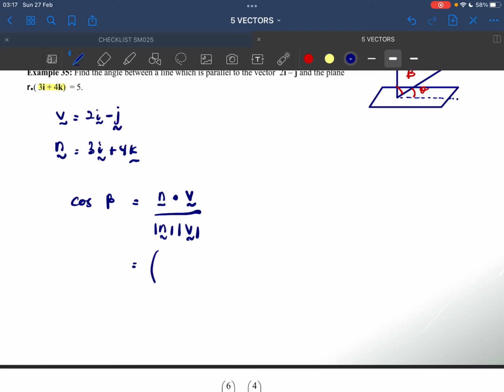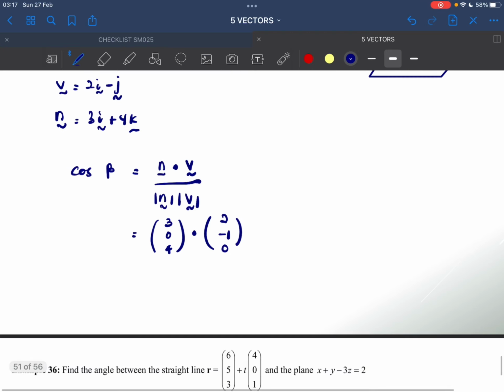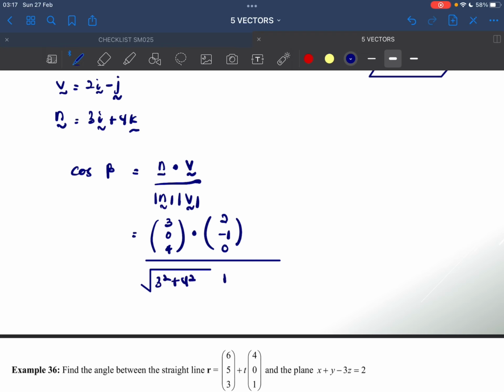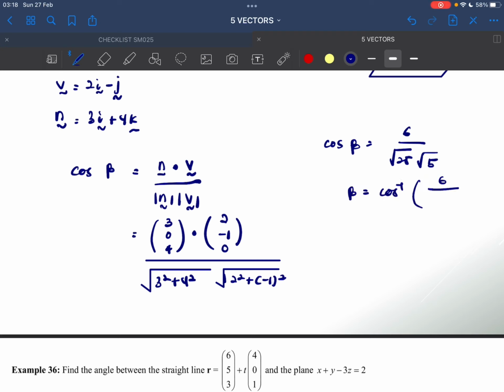Now we just substitute everything. We have the normal as 3i plus 4k, so there is no j, that means 3, 0, 4, dot the vector, we have 2, -1, 0, over the square root of 3 squared plus 4 squared, and here we have the square root of 2 squared plus negative 1 squared. So cos beta is equal to the dot product. Here we have 6 plus 0 plus 0, so that's 6 over the square root of 16 plus 9 is 25, 4 plus 1, we have 5 here. Okay, so just substitute into your calculator. We have cos inverse of this.